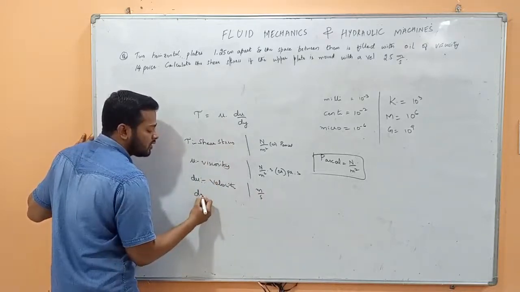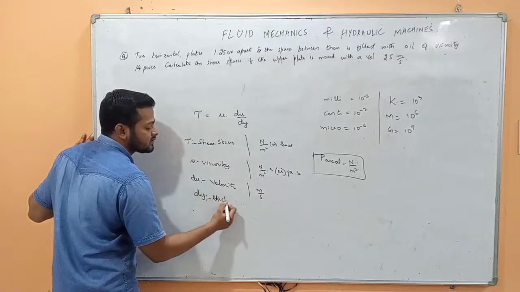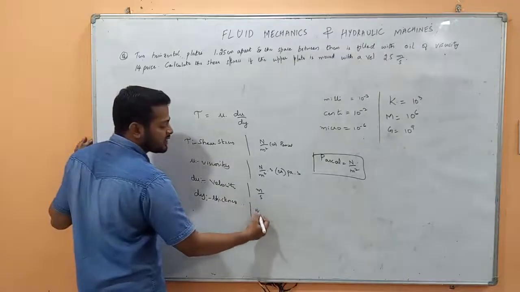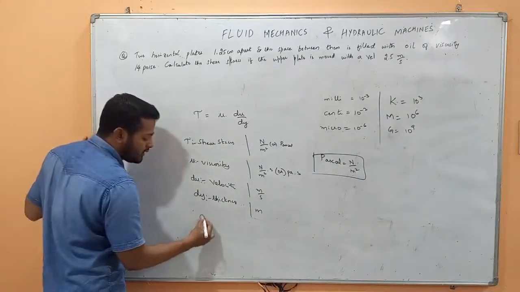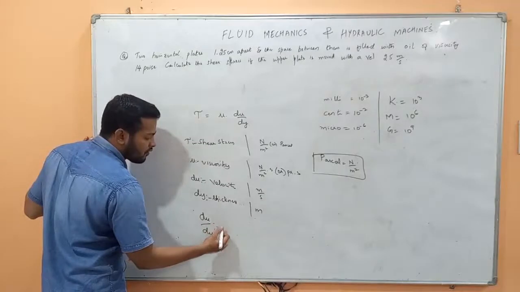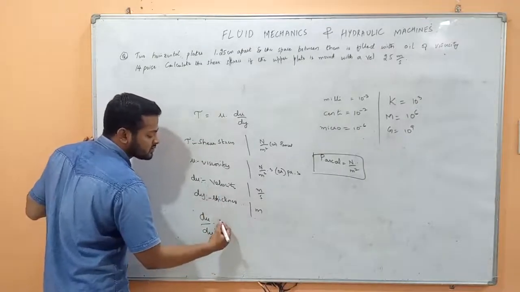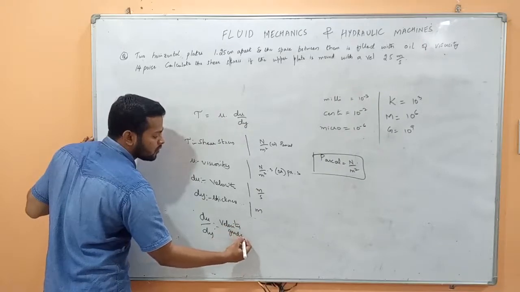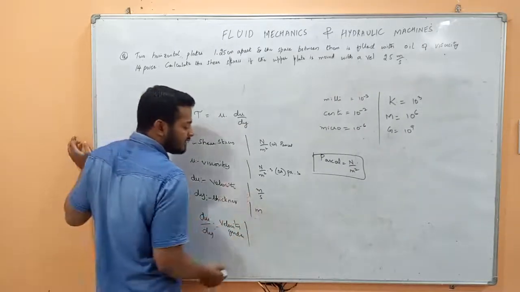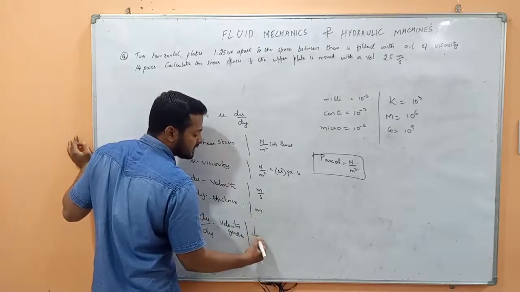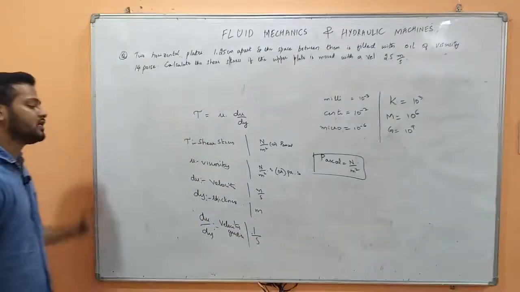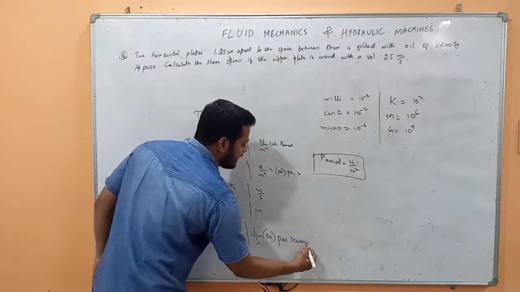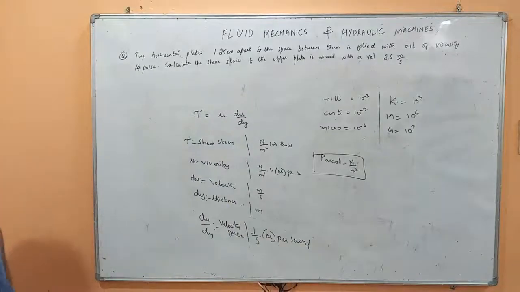Next is dy. Dy is called thickness. This is usually distance. Thickness is distance, so the distance unit is meter. And this du by dy is velocity by thickness, which is called the velocity gradient. So meter per second by meter will become per second, 1 by second. Sometimes it is called per second also. So with the help of units you have to identify what has been given in the question.